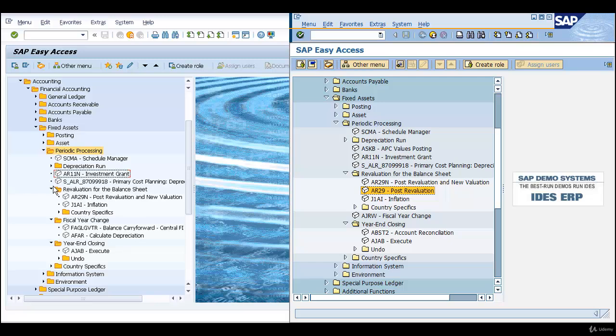The third one is AJRW, fiscal year change. So AJRW fiscal year change does not exist now in SAP S/4HANA. The next one is ABST2, account reconciliation.